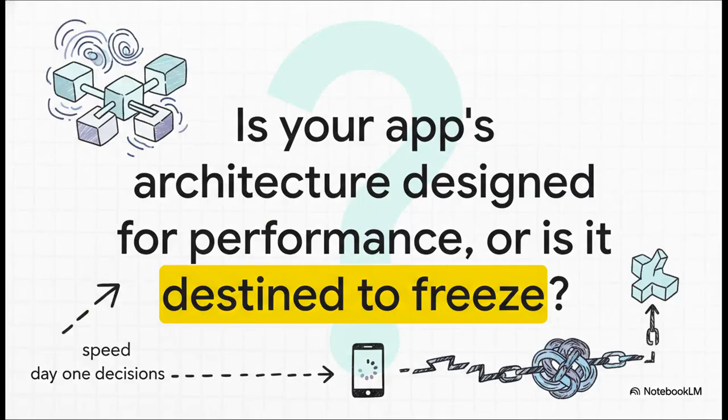And that really leaves us with one final, crucial question you have to ask yourself. Performance isn't just a feature you can sprinkle on at the end. It's not about fixing a few bugs. It is architecture. It's baked into the choices you make from the very first day. So the real question is, is your app's architecture actually designed for performance? Or, by its very nature, is it destined to freeze?